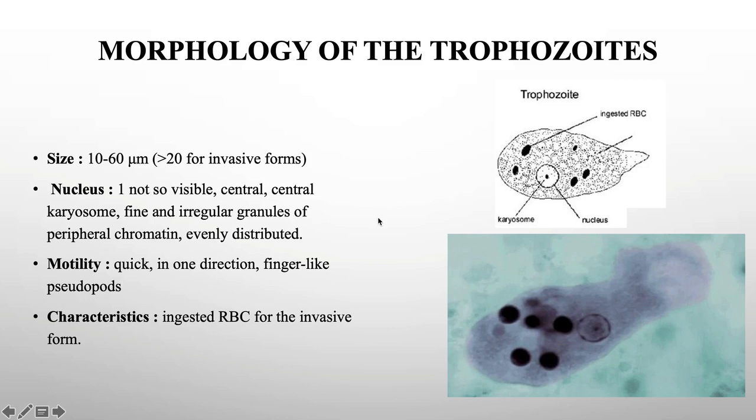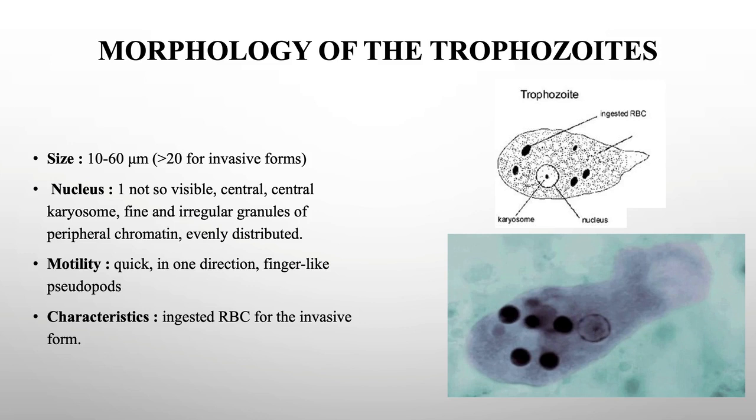So as you can see here, the trophozoite is going to contain ingested RBCs, because this parasite can ingest the RBCs for its nutrition. And then you can see here the nucleus and here the karyosome. Okay, as you can see here, this is the RBCs, this is the nucleus and this is the karyosome.